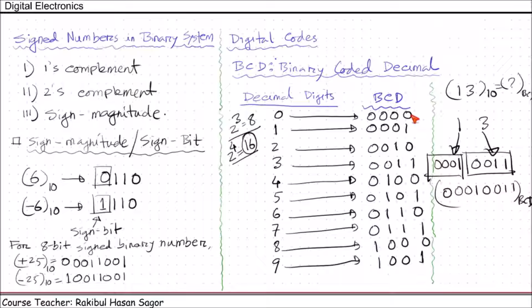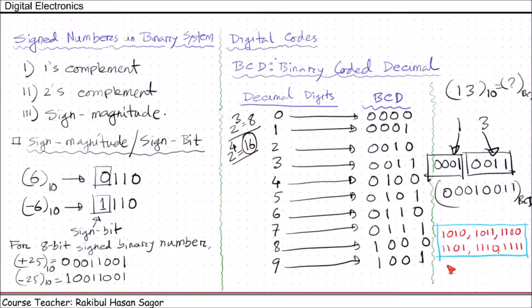Here we can see out of 16 combinations, we are using only 10 combinations. There are some unused combinations. Those are 1010, 1011, 1100, 1101, 1110, and finally 1111. These are the unused combinations for BCD codes. And these unused combinations are named invalid codes. Invalid BCD codes in 8421 BCD.